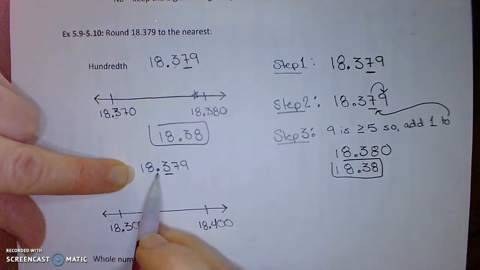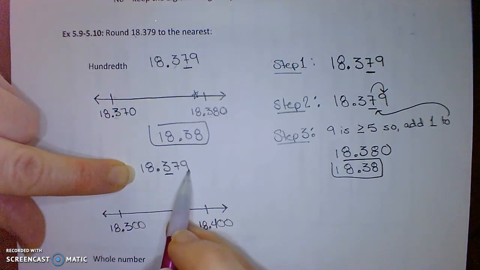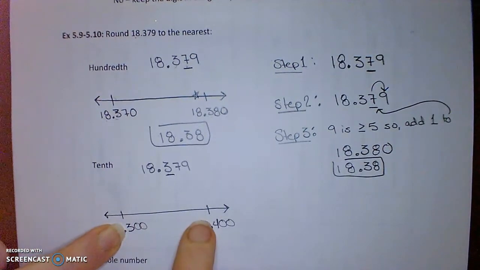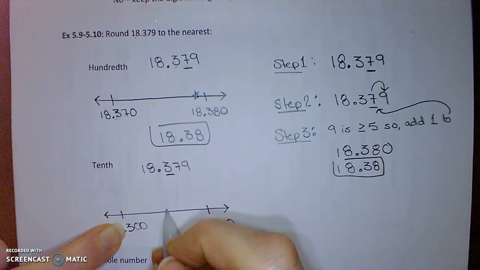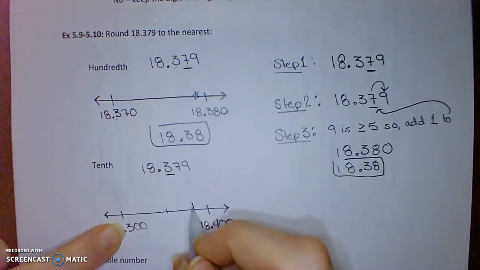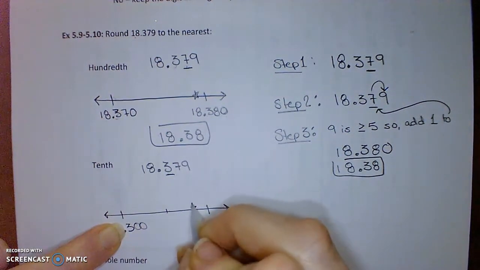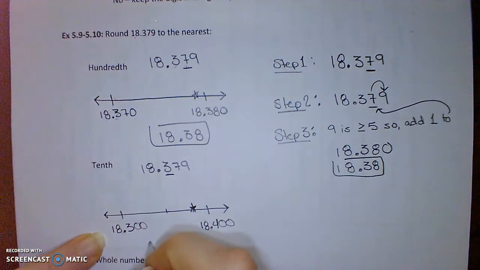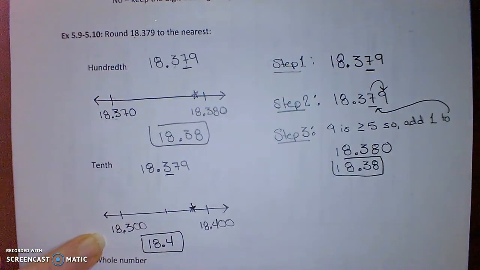So where is 18 and 379 thousandths? So basically we're looking at where is the number 379 related to 300 and 400? Well, here's 350, which is halfway. 379 is maybe right about here. Here's where my number is. And that is much closer to 18.4 than it is to 18.3. So I know my number should round to 18.4.